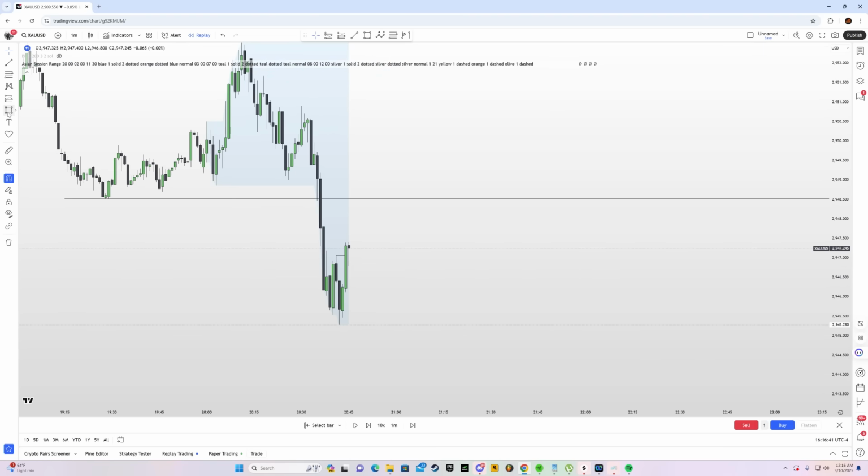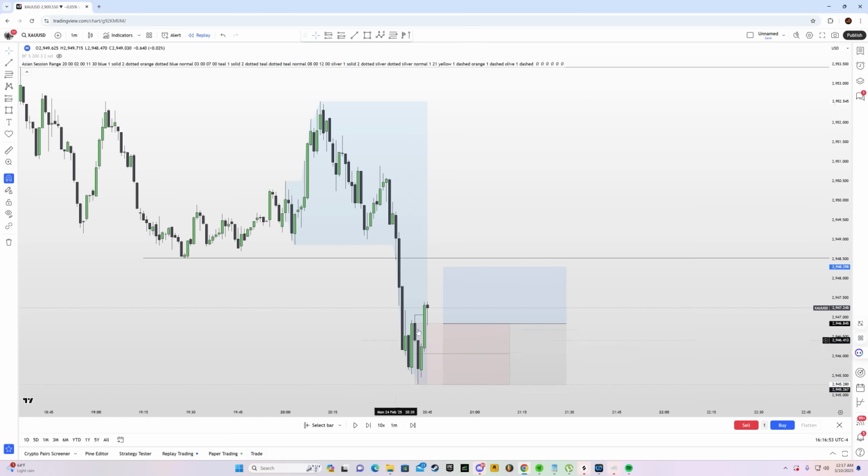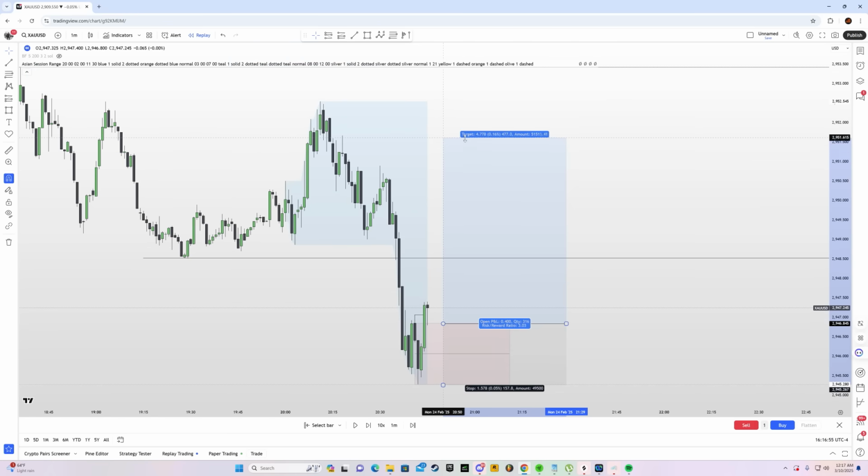Okay, now what do we have here? We have a breaker block, very nice, and we also have a fair value gap overlapping with the breaker block, so that makes it a unicorn model. So we can simply take our entry from the breaker block, put our stop right below this level, and we can go for 1 to 3.